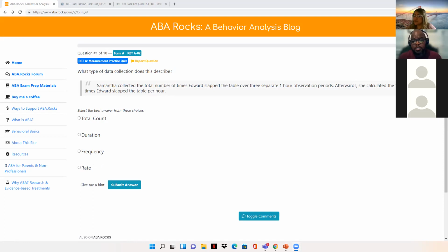It says she calculated the total number of times Edward slapped the table per hour. Is it total count? No, wait, did y'all hear my frequency answer? I don't know if I was heard. Yeah, I had frequency, but I'm saying the question says she collected the total number of times Edward slapped the table over 3 separate 1-hour observation periods. After, she calculated the total number of Edward's slaps per hour.